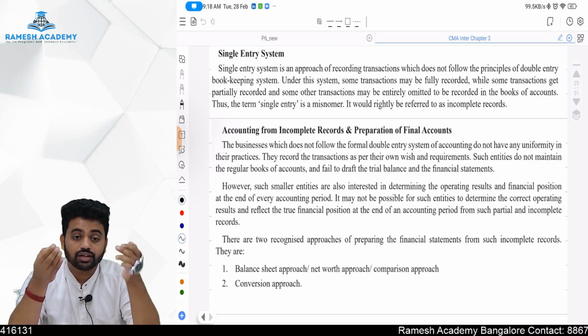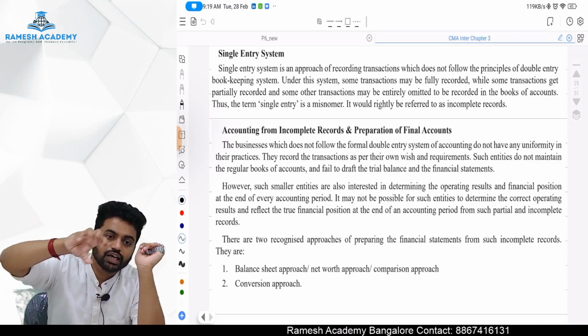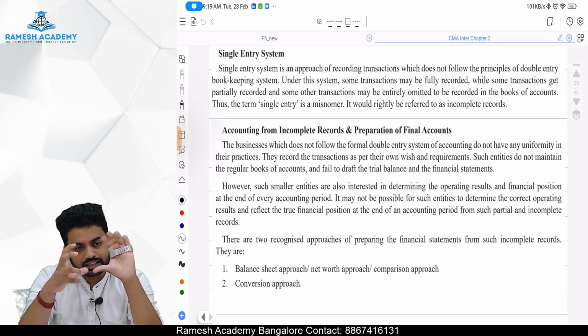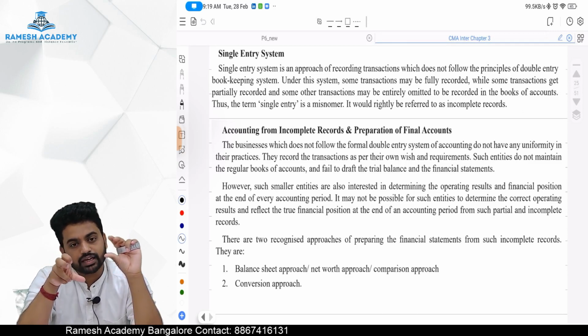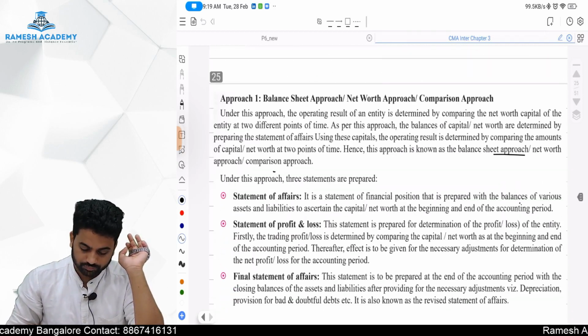I will explain that. In the second approach, all the ledgers they have given, we are trying to convert into a double entry system. The details which are incomplete, we are trying to make them into double entry. That is the conversion approach. Okay.